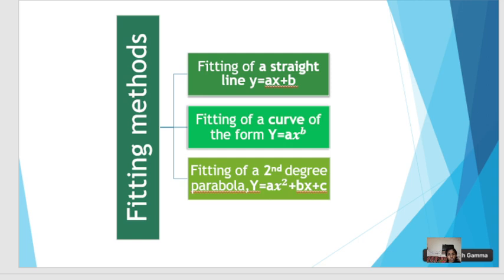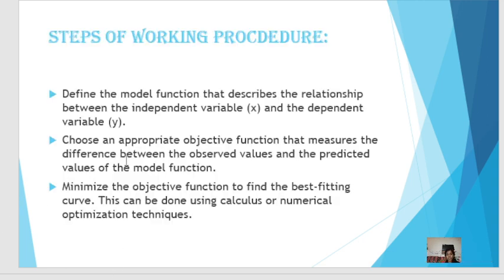Then the next thing is how to do this, the steps of the working procedure. First, define a model function that describes the relationship between the independent variables and dependent variables. So what we are going to do is write down the normal equations appropriate to the curve of the best fit. Then the second thing is to choose an appropriate objective function that measures the difference between the observed values and the predicted values of the model function. After that, we prepare the relevant table and find all the summations present in the normal equations.